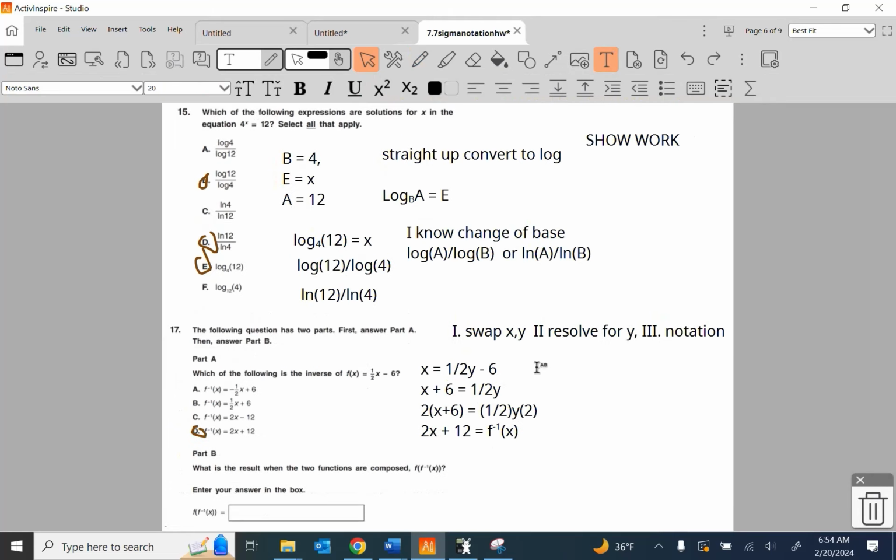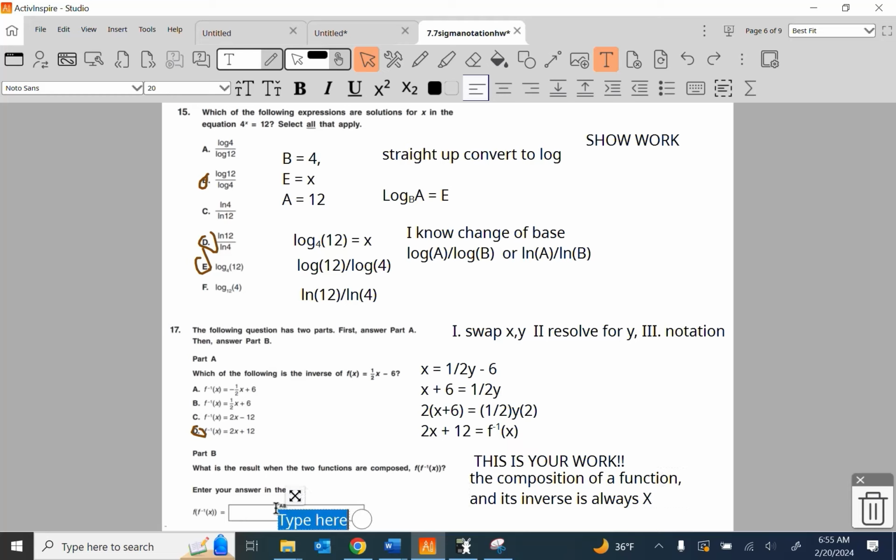All right, part B is easy to answer. The composition of a function, and this is your work, by the way, the composition of a function and its inverse is always x. Always. It's just the way it is.